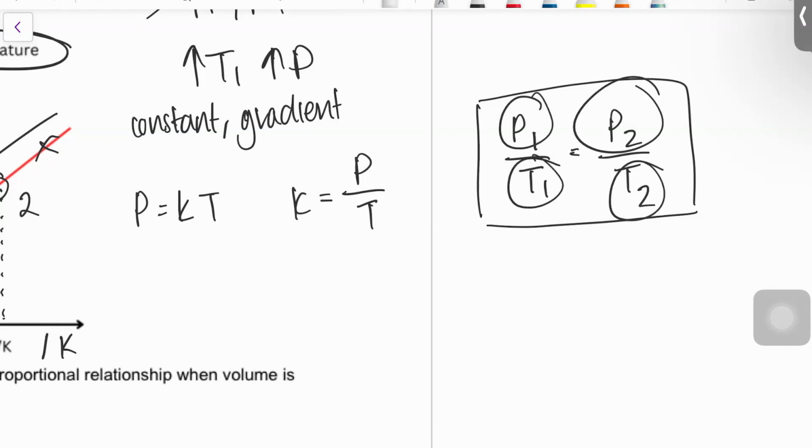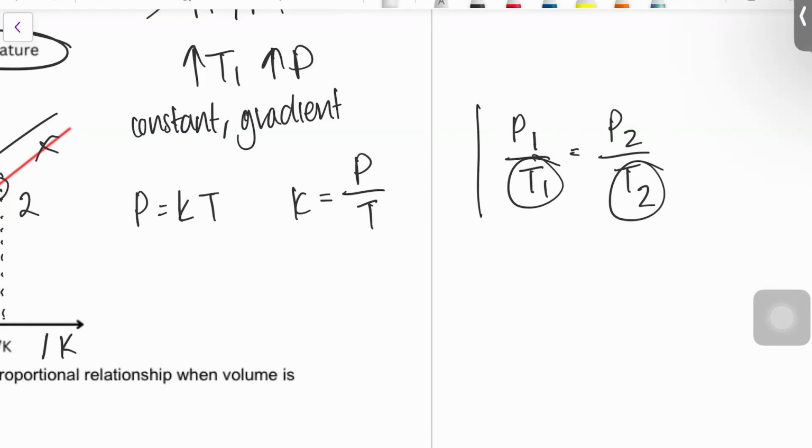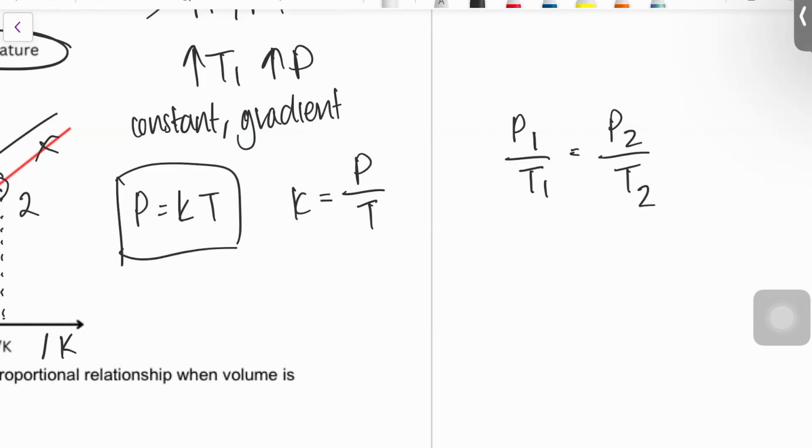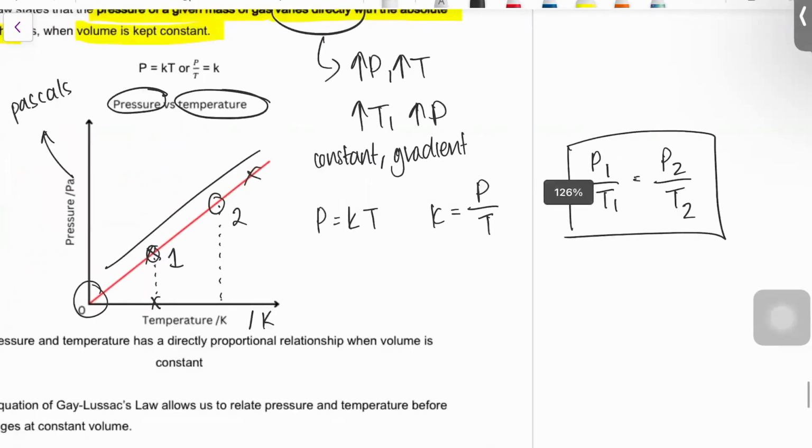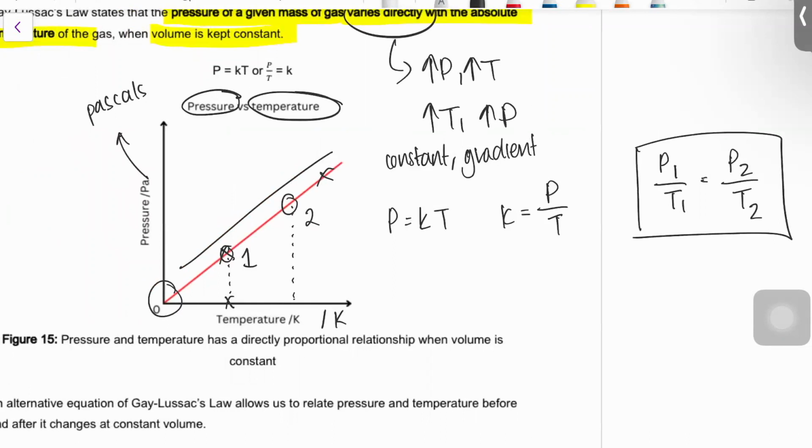So in terms of which equation is more useful, these equations right here, where you relate one point to the next point, are actually a lot more useful than this equation right here. And a lot of the questions that you're going to get are going to be based on this equation instead, okay? So P1 on T1 is equal to P2 on T2. And that's the equation that we're going to use to do our practice questions and to prepare for your exams moving forward.